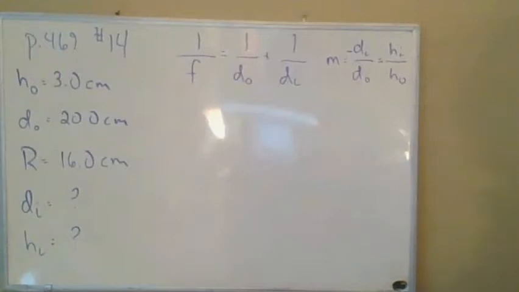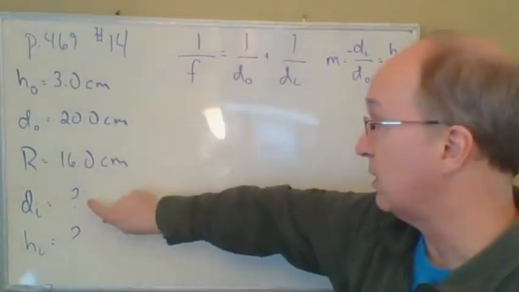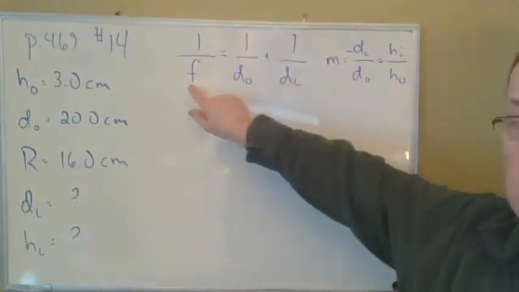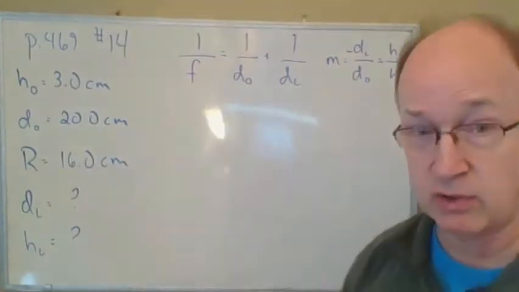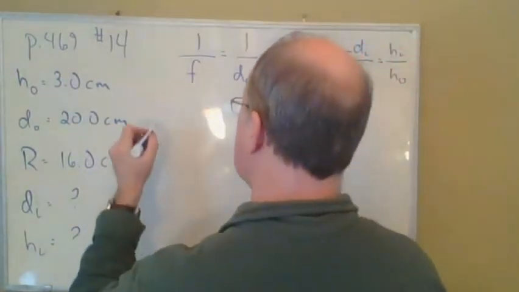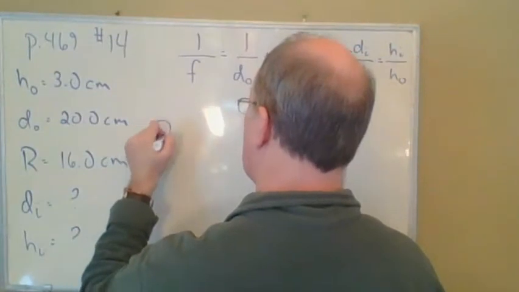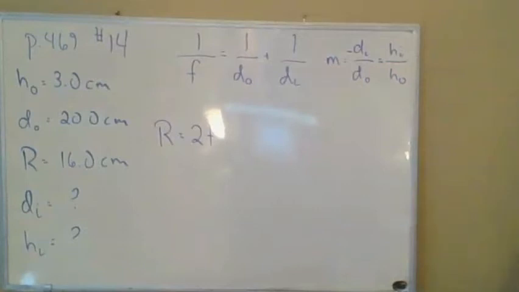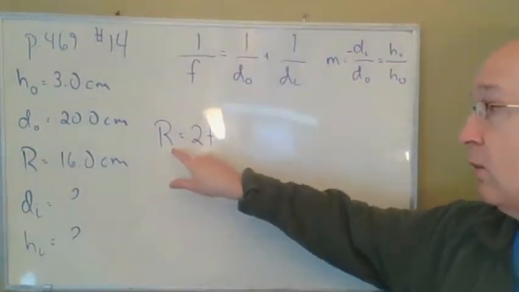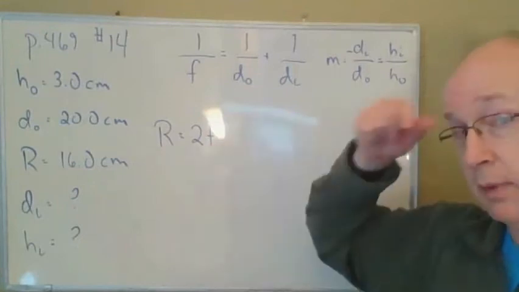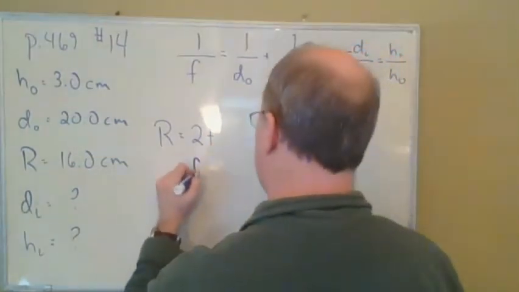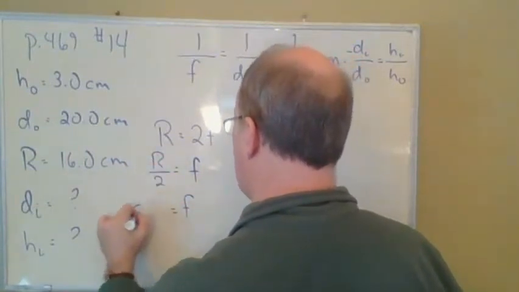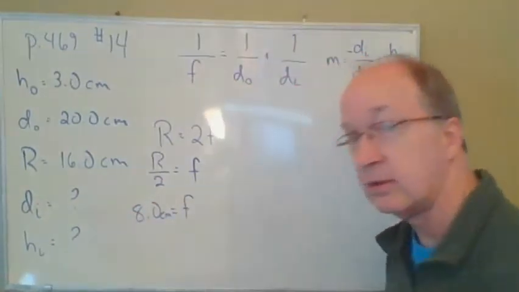So we're going to start with this equation, solving for DI. We know DO, we're looking for DI, and the question is, what is F? Well, this is where the radius of curvature comes in. What you need to know is that the radius of curvature is equal to 2 times the focal length. The center of curvature is always 2 focal lengths away from the mirror. So that means that the focal length is always half the radius of curvature. And in this case, that means 8 centimeters.